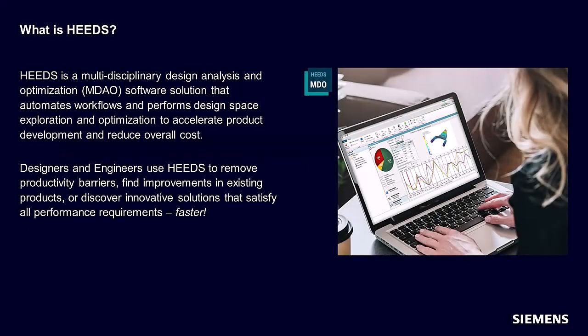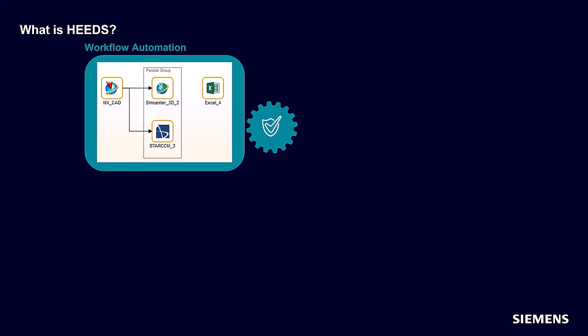HEATS is a powerful multidisciplinary design analysis and optimization software solution that plays a crucial role in accelerating product development and reducing overall cost. By automating workflows and conducting design space exploration and optimization, HEATS streamlines the entire design process. HEATS offers several features that allow users to build simulation workflows using various commercial CAD and CAE packages. This enables automation of batch simulations, streamlining the optimization process.